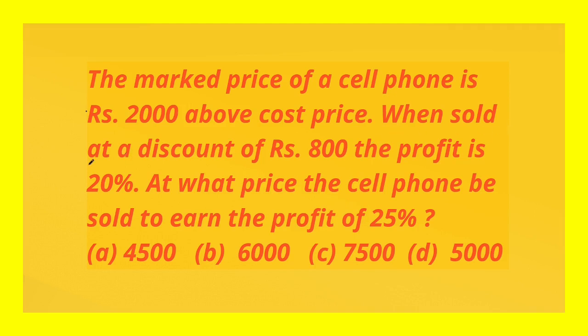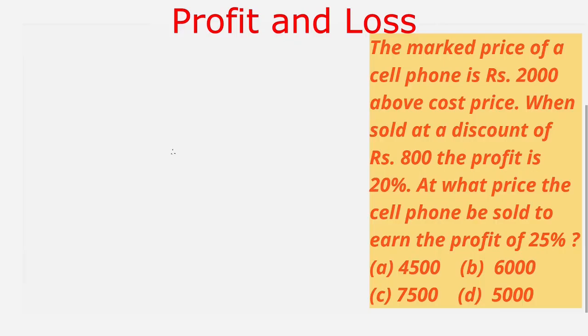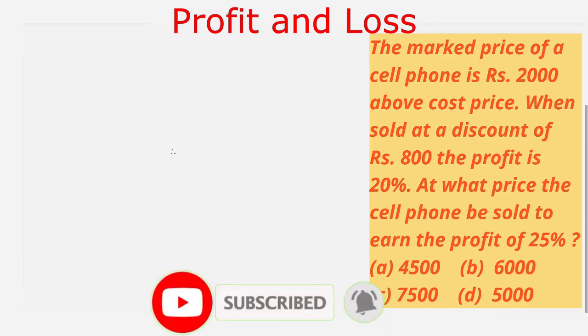When sold at a discount of rupees 800, the profit is 20%. At what price should the cell phone be sold to earn a profit of 25%? Our options are option A 4500, option B 6000, option C 7500, option D 5000. We solve the question like this. It is very easy and I am going to solve it by a shortcut method.